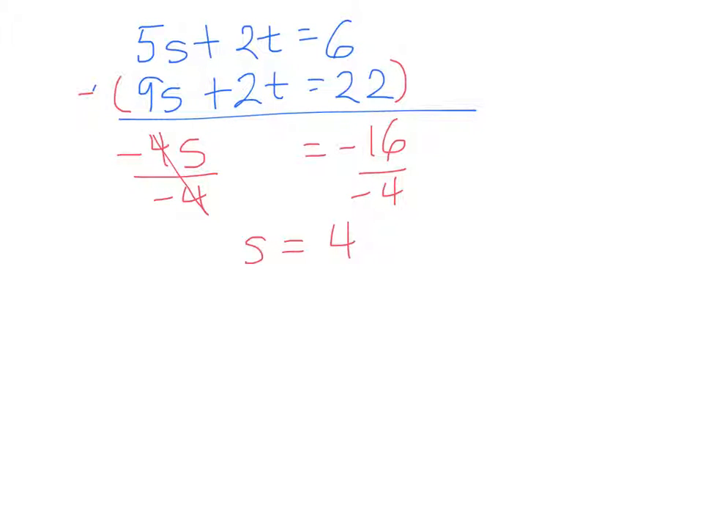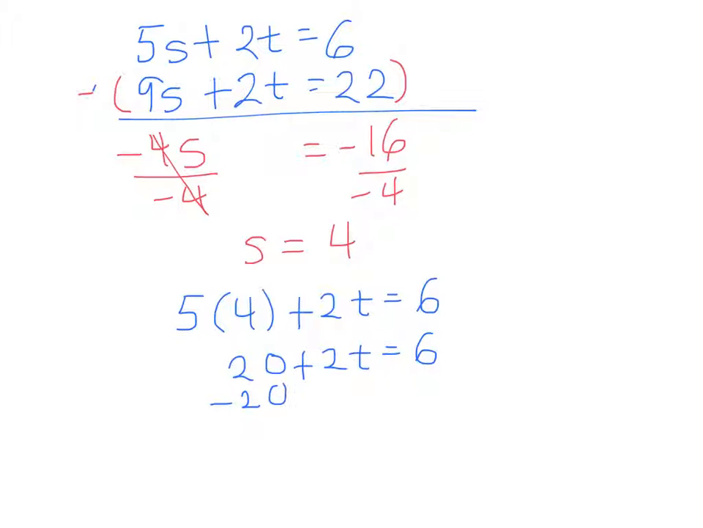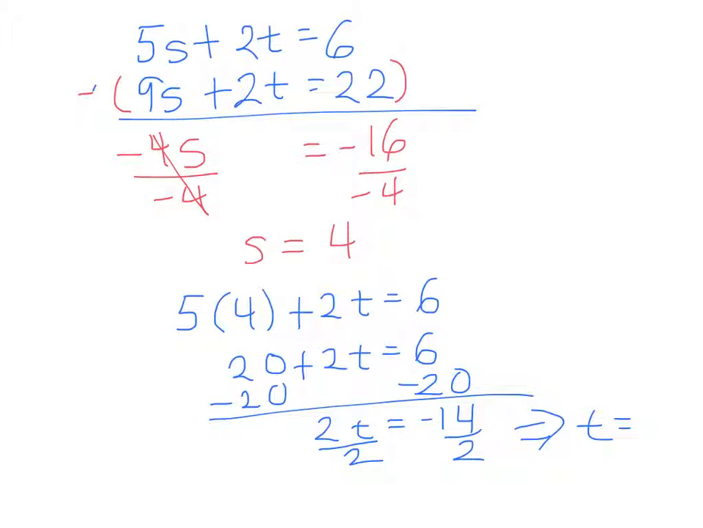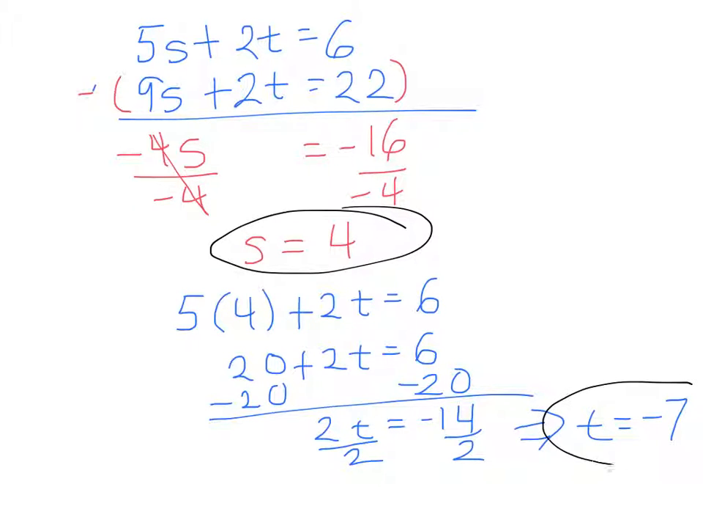So I will then take and say, okay, 5 times 4 plus 2t is equal to 6. 20 plus 2t is equal to 6. Subtract 20 from both sides. I find out that 2t is equal to negative 14. Divide both sides by 2, and that means that t is equal to negative 7. So now I have the values s is equal to 4, t is equal to negative 7. As an ordered pair, it would be 4, negative 7. So 4, negative 7 would be my solution.